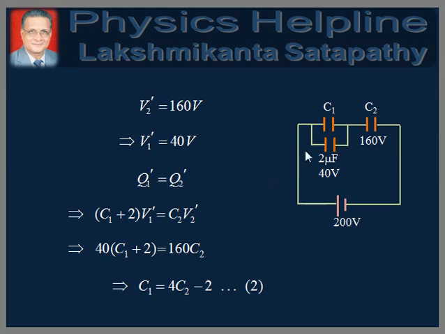Now, let the charge on the parallel combination be Q1 dash and that on C2 be Q2 dash. Since they are in series, we can write Q1 dash is equal to Q2 dash. Now Q1 dash is equal to C1 plus 2 into V1 dash and Q2 dash is equal to C2 into V2 dash. Putting the values of V1 dash and V2 dash, we write 40 into C1 plus 2 is equal to 160 into C2, which on simplification gives C1 is equal to 4C2 minus 2.